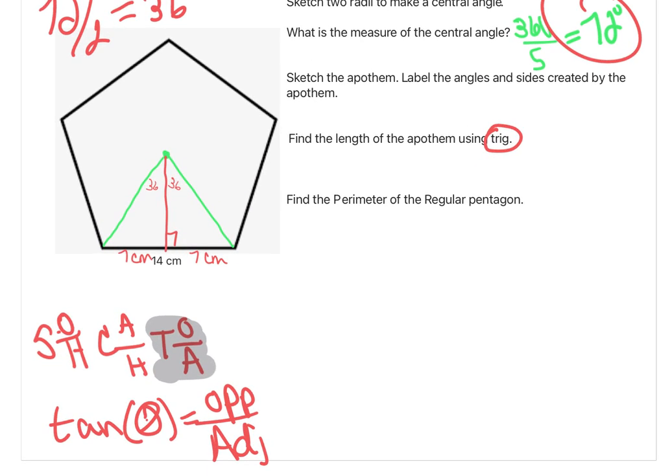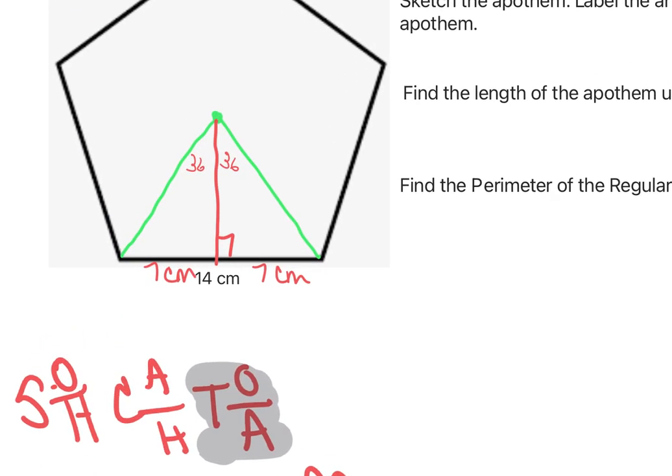So let's go ahead and use that idea here. My red here is my apothem. So I am really just looking at one of these little triangles, okay? I'm looking at a right triangle. I have a 36-degree angle, and across from it, or opposite of it, is my 7 centimeters, and adjacent to it is my apothem.